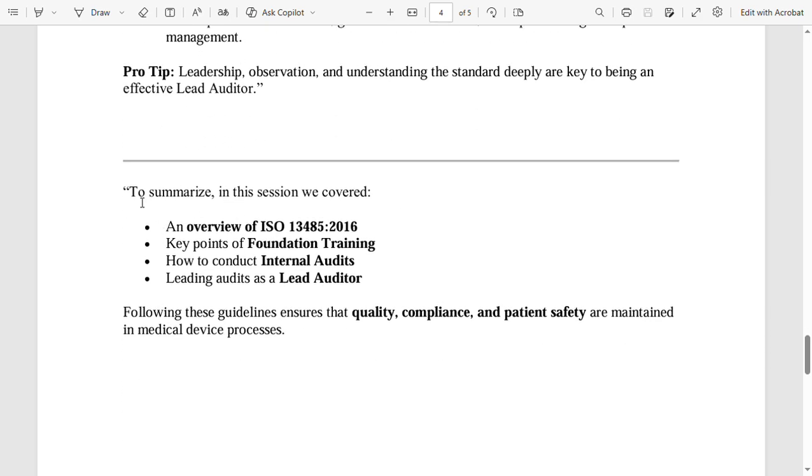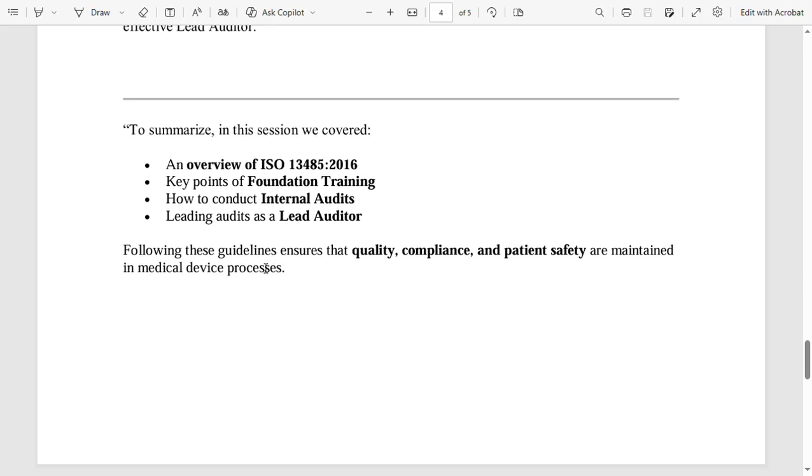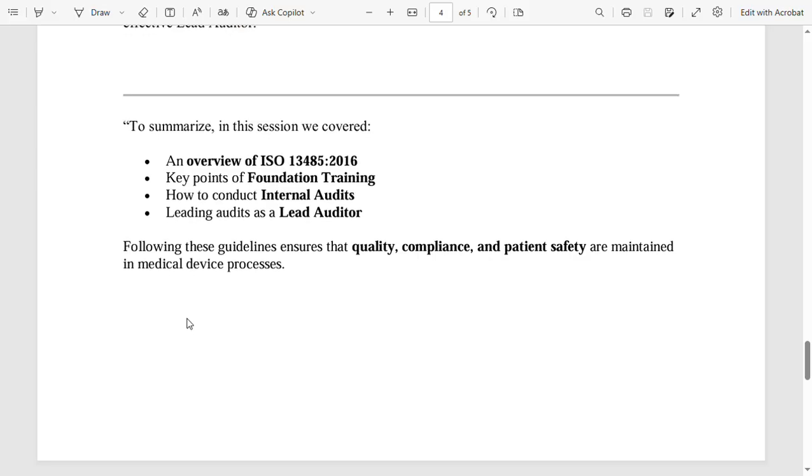To summarize, in this session we covered an overview of ISO 13485 2016, key points of foundation training, how to conduct internal audits, and leading audits as a lead auditor. Following these guidelines ensures that quality, compliance, and patient safety are maintained in medical device processes.